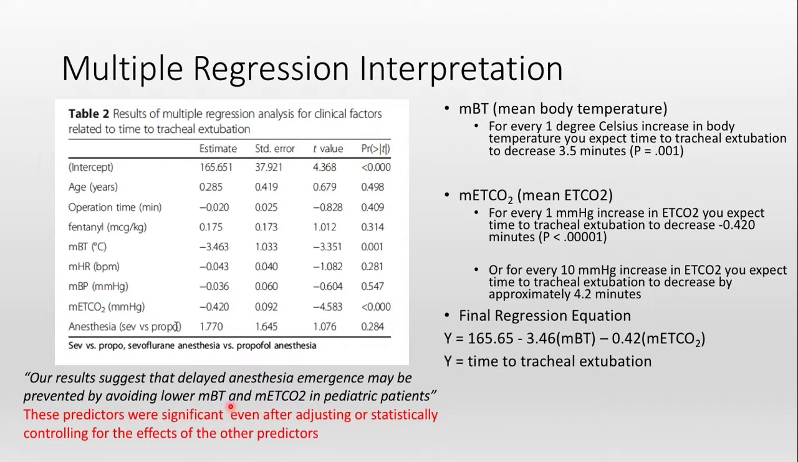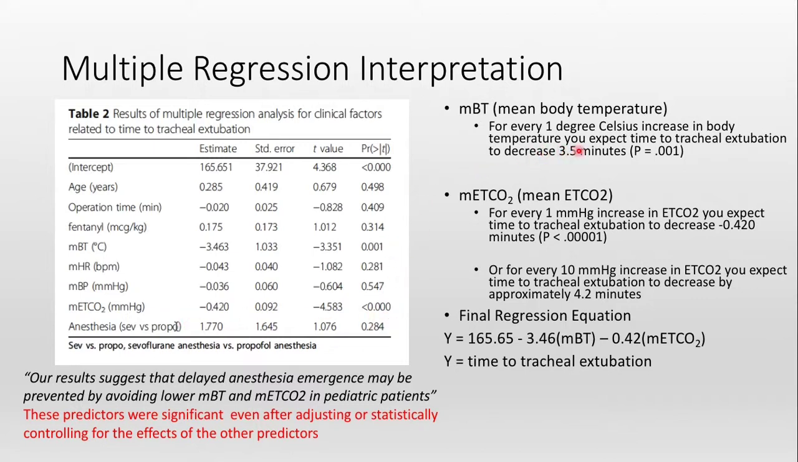All right, this shows you what they found. So here's their estimates. What they found was only 2 of the independent variables were predictive, which was mean body temperature and mean end-tidal CO2. And they were negative relationships. That's why we see that negative sign there and negative sign there. You can see they're 2 significant variables right here.